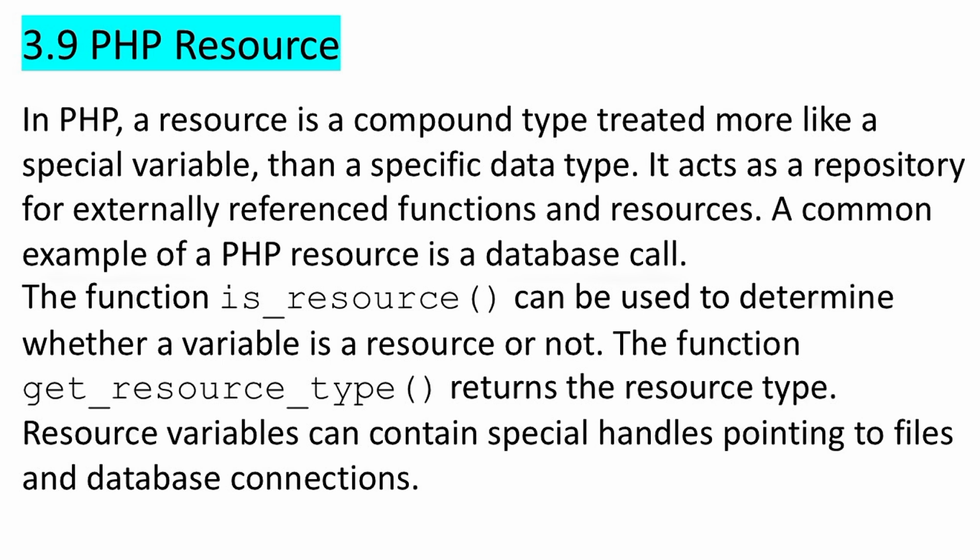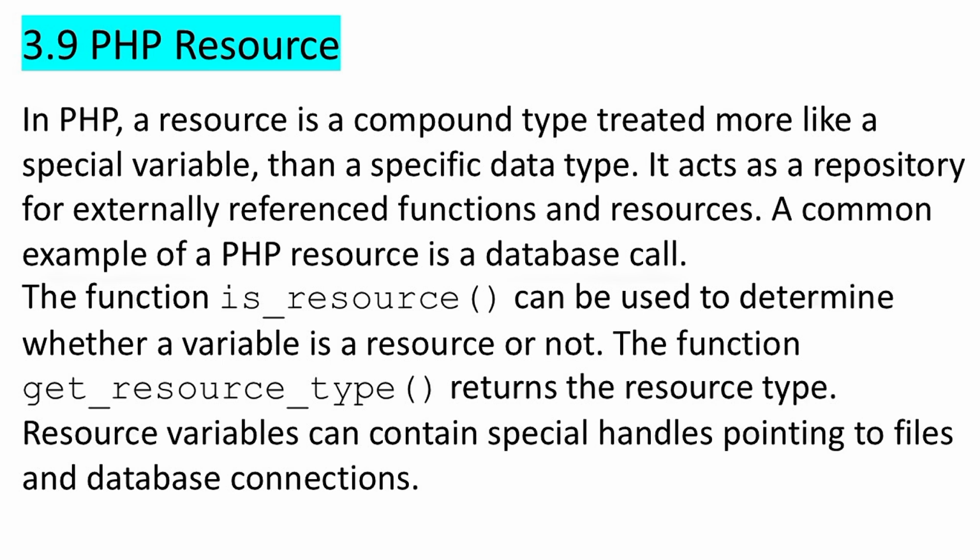Because resources point to external things, you can't treat them like ordinary values. You won't add two resources together or split them into characters. Instead, you pass them to functions that know how to use that kind of handle. For example, when you call fopen to open a file, PHP returns a resource representing that open file. You then use that resource with fread, fwrite, or fclose to read, write, and finally close the file.